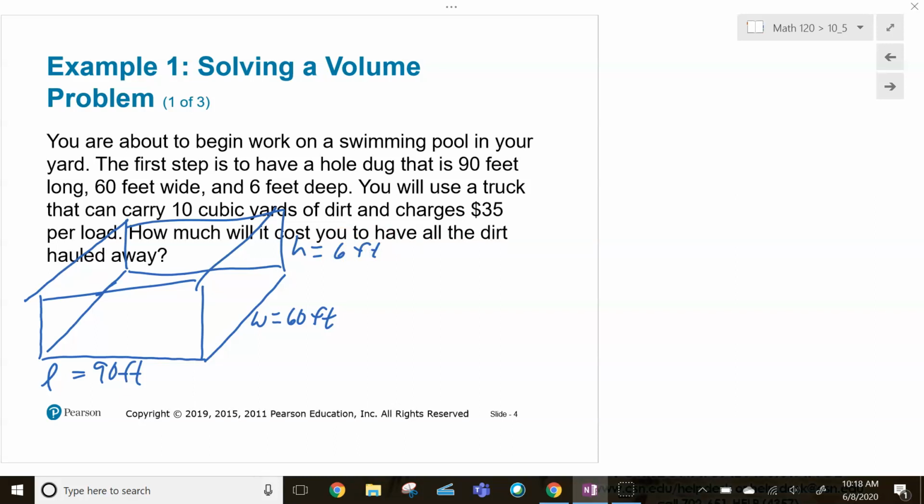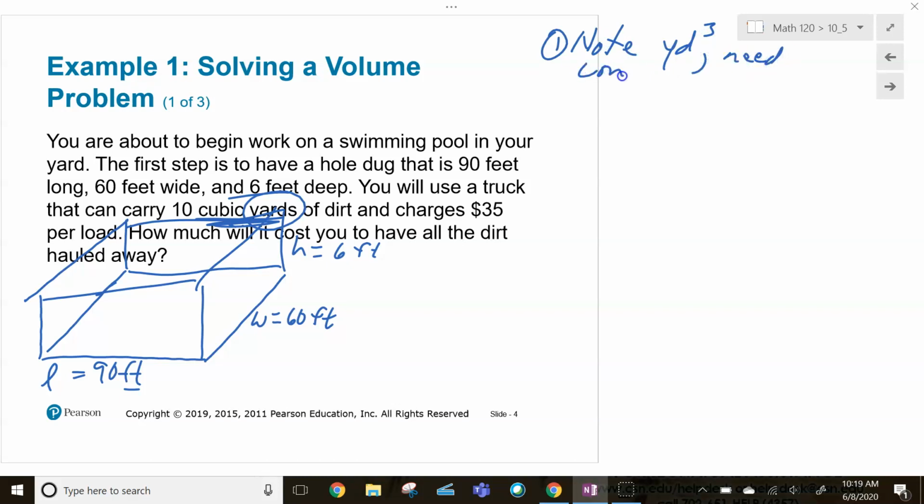So you use a truck that can carry 10 cubic yards. Now this is alarming here. We're in cubic yards, but you notice our units here are in feet. So number one, we gotta change all these from feet to yards, right? So note, cubic yards.